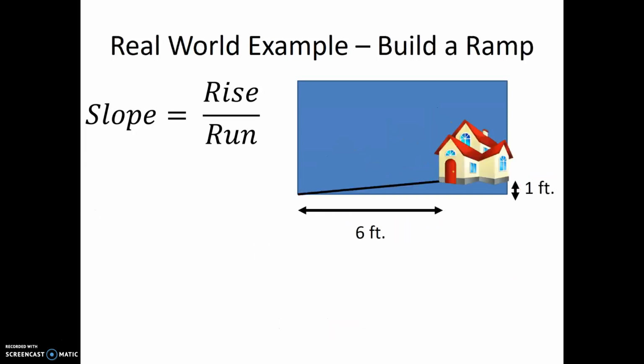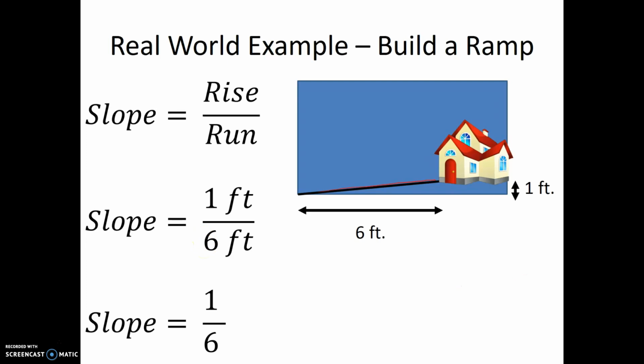All right, let's take a look at another example here. We are building a ramp so that Mrs. Juergens can roller skate in and out of her front door. And for every 6 feet I travel forward, I need to go up 1 foot. Okay, so I'm going to write rise over run. 1 foot over 6 feet, or 1 divided by 6, and so my slope is 1/6.